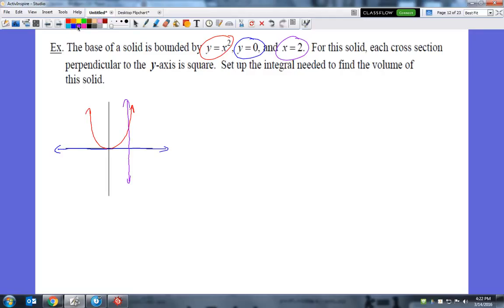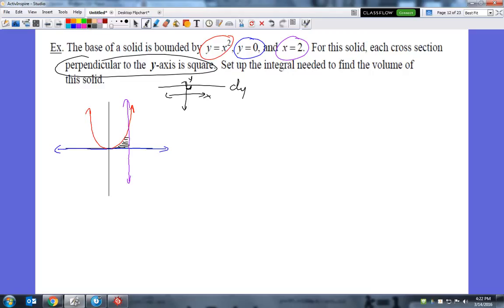And then for this solid, each cross-section is perpendicular to the y-axis. So if you're perpendicular to the y-axis, you know that's the y-axis here, and here's the x. Perpendicular to the y-axis is 90 degrees. That's horizontal, so that's dy's. So horizontal, it's going to look like this. These are the slices, and you know that it's going to be dy. Set up the integral needed to find the volume of this solid.